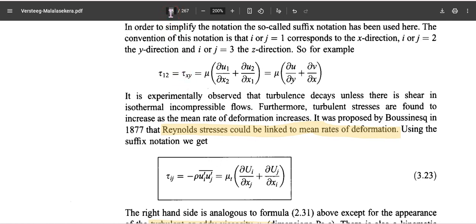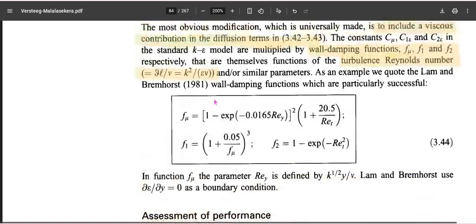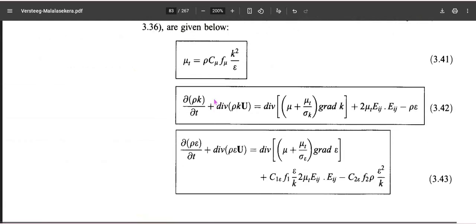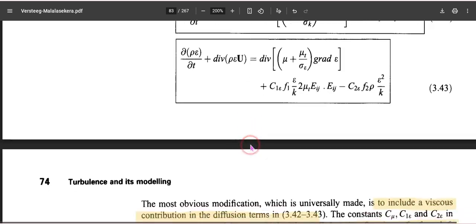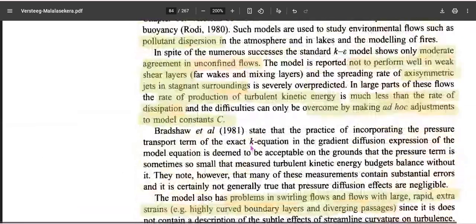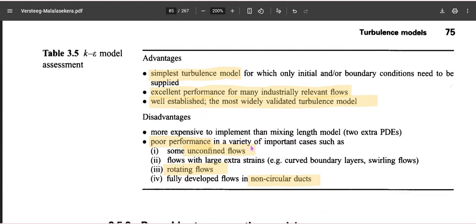So the k-epsilon model adds two additional equations, and the turbulent viscosity is formulated from the turbulent kinetic energy and the dissipation. It has a few advantages as well as disadvantages. The advantage is that it is a very simplistic model with a wide, well-established theory, and it has excellent performance in many industrial environments. But there is poor performance in unconfined flows and non-circular ducts.